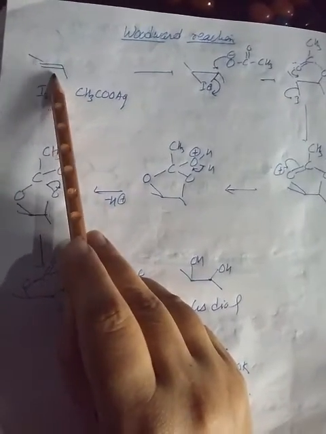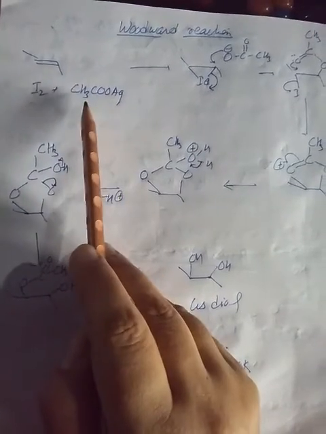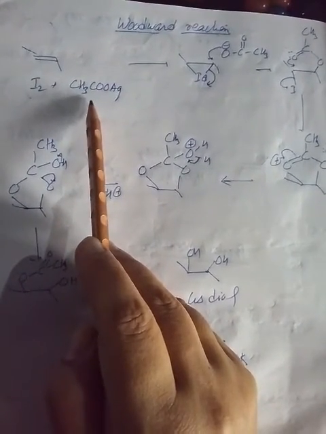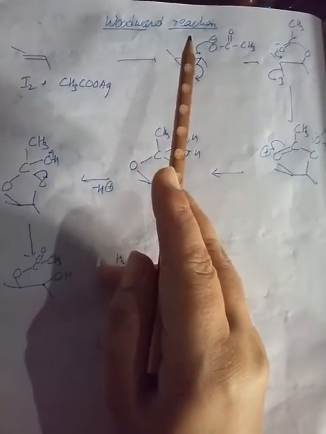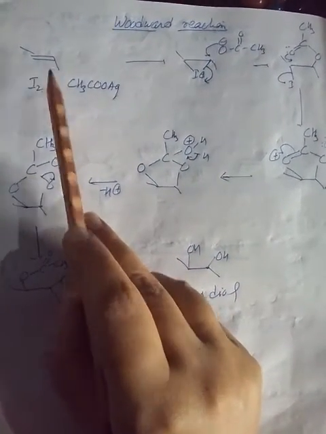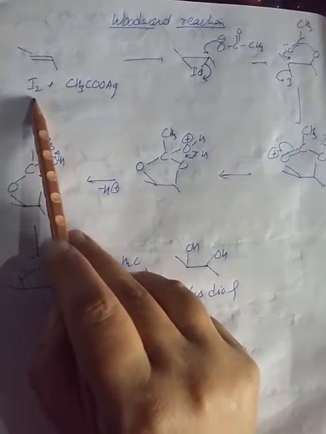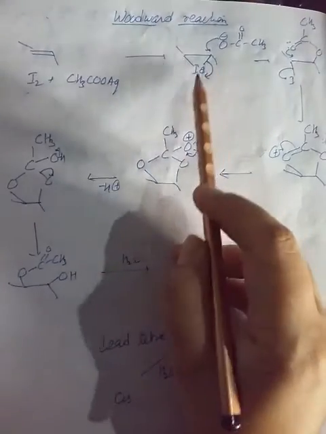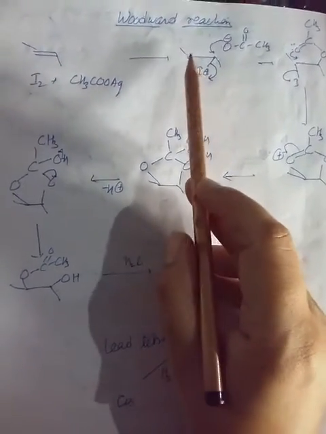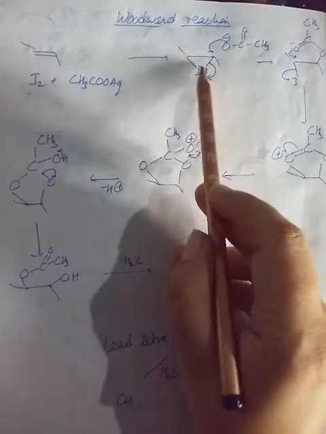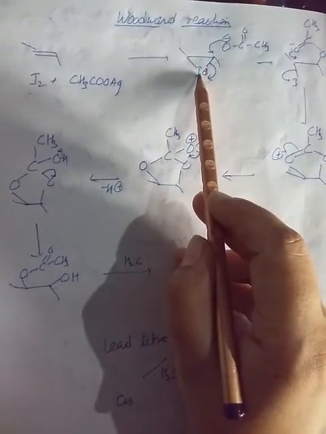Next, the Woodward reaction. The reaction of an alkene with iodine and silver acetate in the presence of water and acetic acid is known as the Woodward reaction. The alkene, upon reaction with iodine, gives a 3-membered cyclic iodonium.